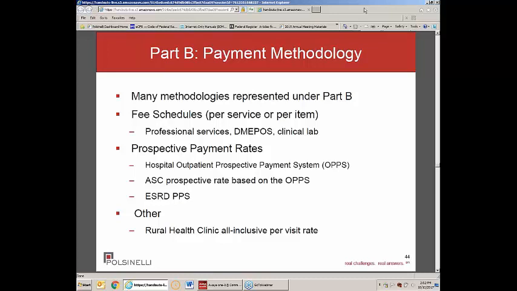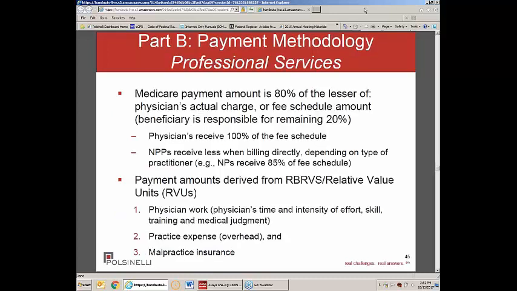So hospital outpatient services are paid on a prospective payment system, ASCs as well, and ESRD dialysis services. And then, there are some other different kinds of payment methodologies. So rural health clinics, for example, are paid an all-inclusive per visit rate. I'm going to go into more detail about some of these here in a minute. And in the interest of time, I think we're just going to talk today about a couple different specific payment methodologies. The first one here is the physician fee schedule.